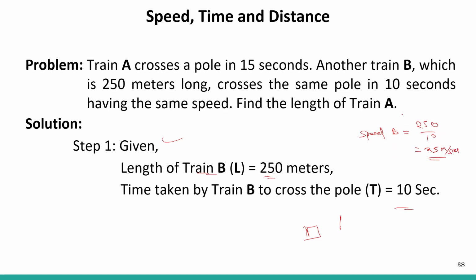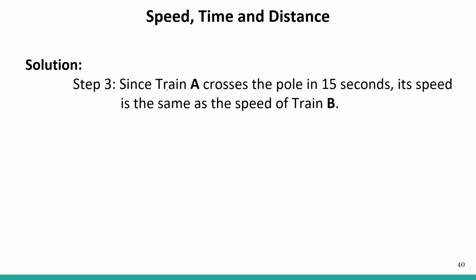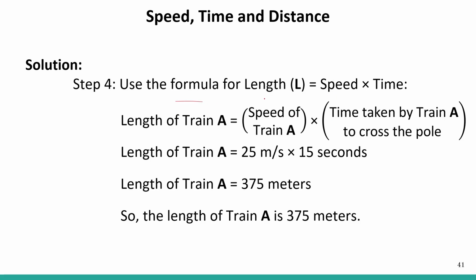So it tells us that train A crosses the pole in 15 seconds. If it crosses it in 15 seconds, then find the length of train A. So calculate the speed of train B. Speed of train will be 25 meters per second. Since train A crosses the pole in 15 seconds, its speed is the same as the speed of train B. So use the formula for length L: speed into time is equal to what? Length of train A is equal to speed of train A into time taken by train A to cross the pole.